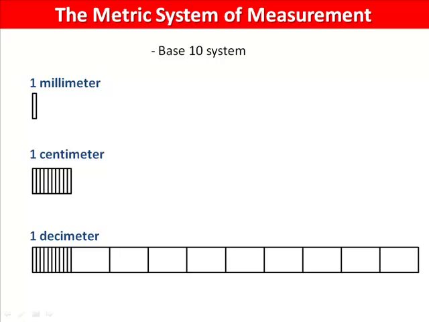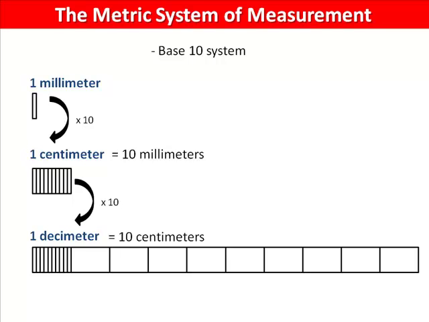The metric system is a base 10 system, meaning that each unit is 10 times bigger than the previous unit. For example, 1 centimeter is 10 times bigger than 1 millimeter. In other words, 1 centimeter contains 10 millimeters. Similarly, 1 decimeter is 10 times bigger than 1 centimeter, or contains 10 centimeters. This pattern continues forever in both directions.